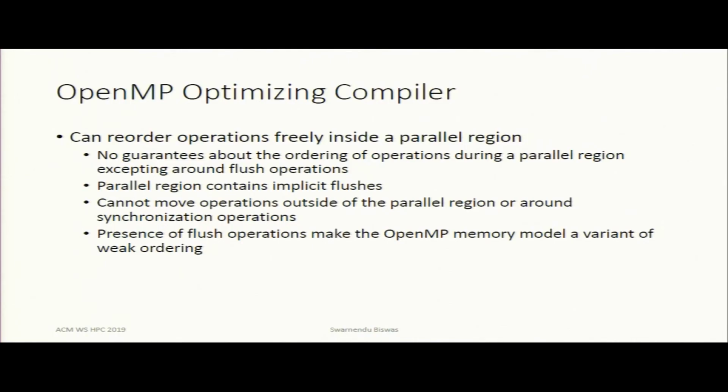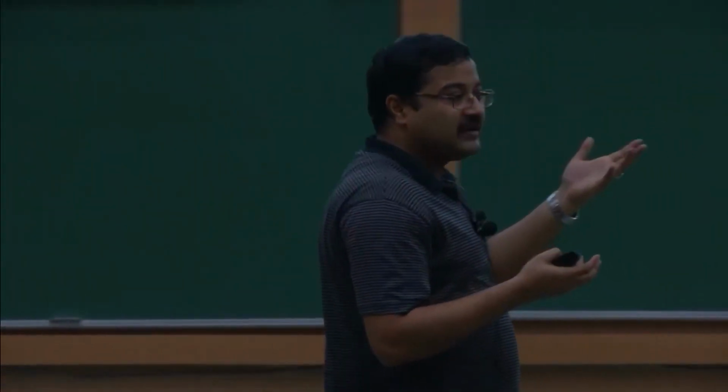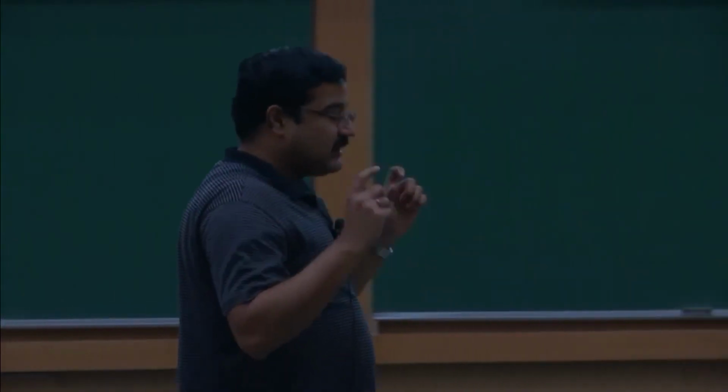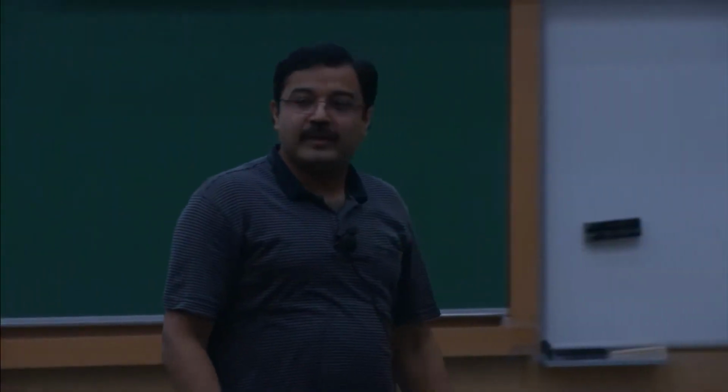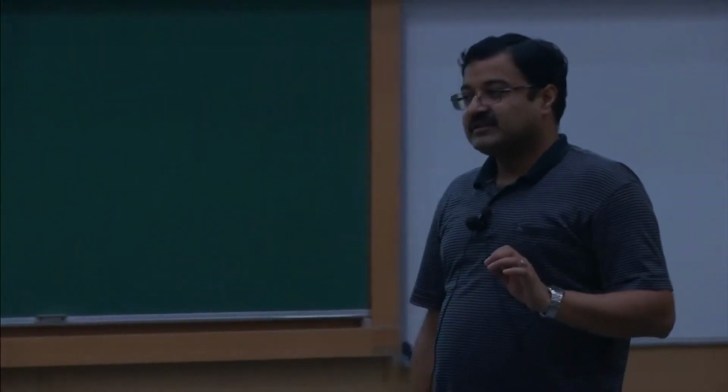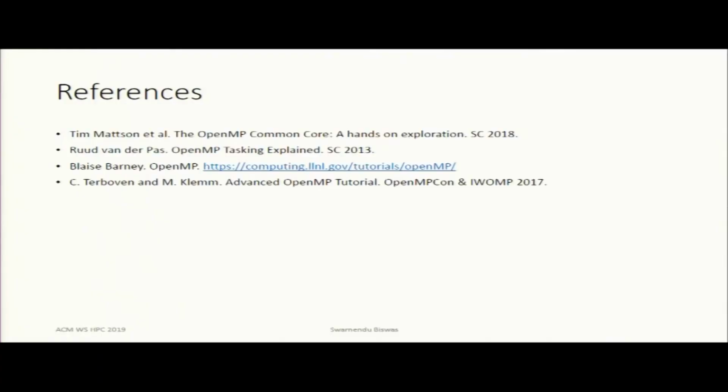However, the end of a parallel region will contain an implicit flush and other things. So there are a few other constraints that you need to keep in mind. For example, you cannot move operations out of a parallel region or around synchronization operations, because that means you are reordering across fences. So these are some limitations that you have to keep in mind if you are a developer of an optimizing compiler for OpenMP. It provides you some features, but there are also some constraints that need to be respected. And I think that is the end.